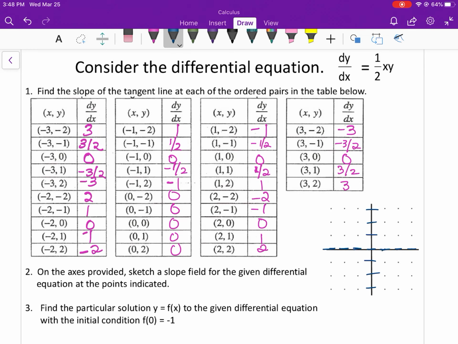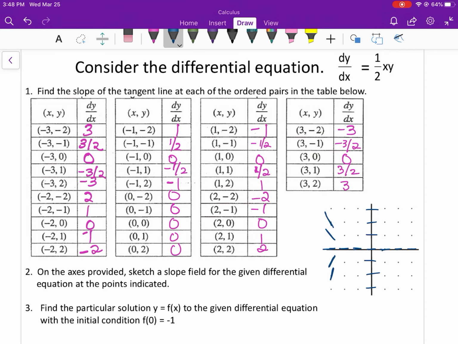I don't really have any other tricks for you other than just kind of pay attention to what you're graphing. So if I start here at negative 3, negative 2, I have a slope of 3. So I'm going to make that kind of steep. When I go to negative 3, negative 1, it's 1.5. So rather than a slope of 3, it's not going to be as steep, something like that.